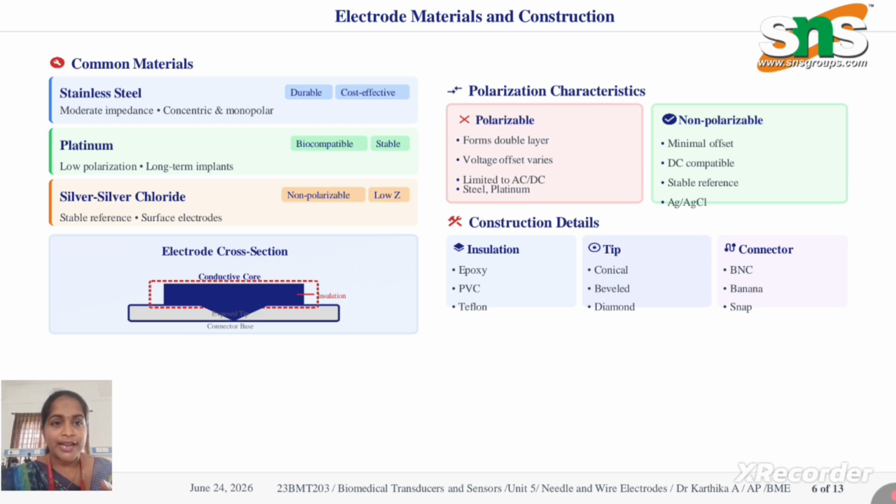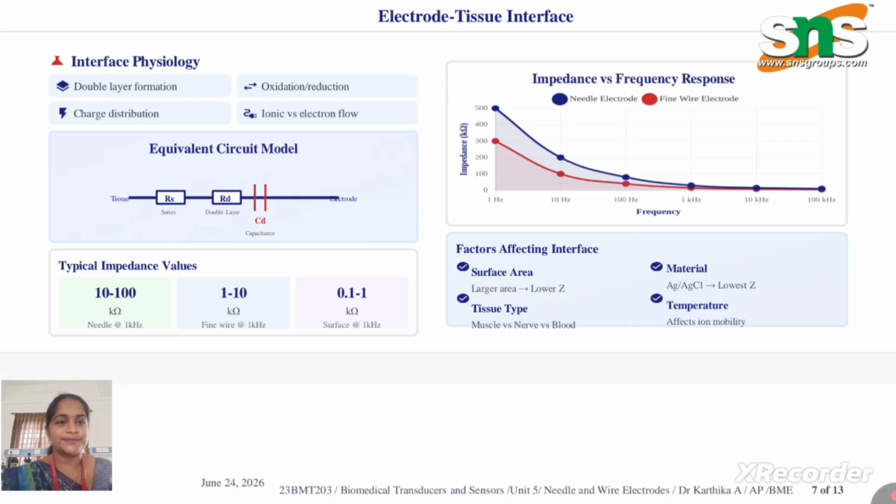See the diagram, electrode cross section. See the conductive core, the tip of the needle, and we have the insulation part in blue color, and we have the connector base and tip. See the electrode tissue interface, the equivalent circuit model, and the impedance versus frequency response also shown here, and then typical impedance values and factors affecting the interface are also listed here.